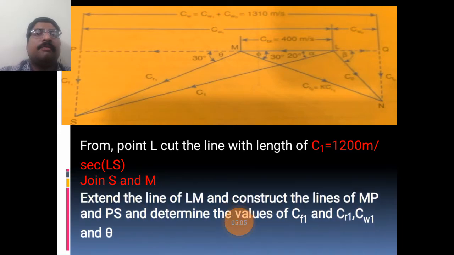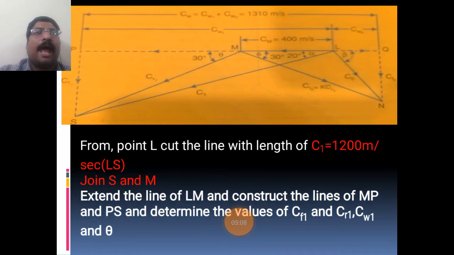Okay. And after that, extend the line LM to the left end, and construct the line of MP. We extend the line and draw the perpendicular to the particular point S. Wherever the extended line of LM and the perpendicular line from S meet together, represent that point as P.